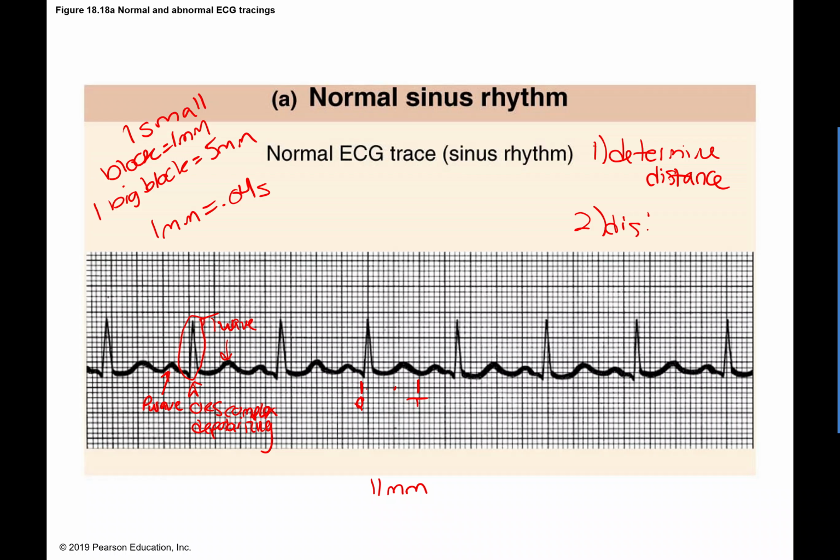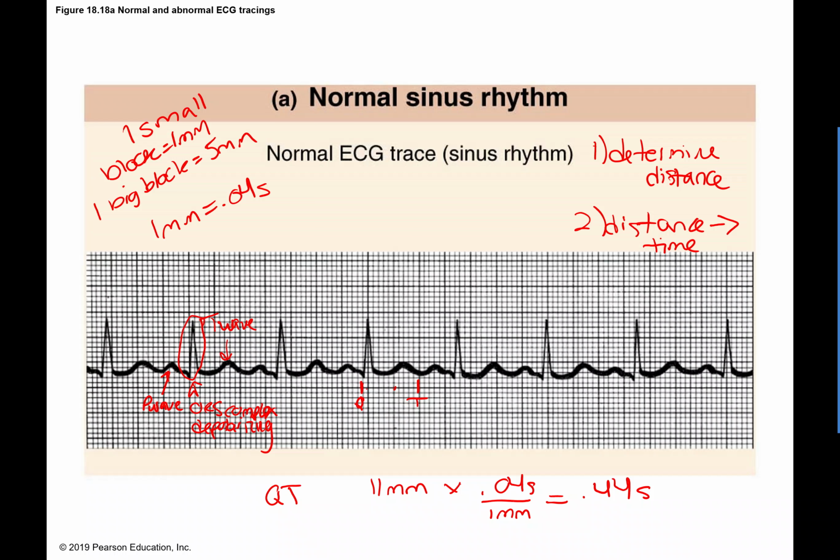my distance and convert it to time. 0.04 seconds occurs every 1 millimeter, and so I get a QT interval for this particular heart rate of 0.44 seconds.